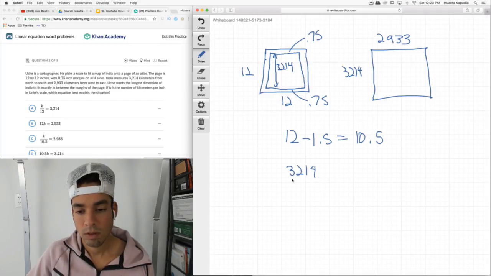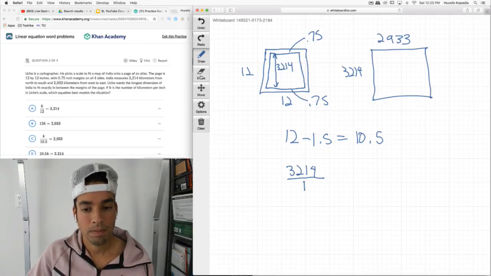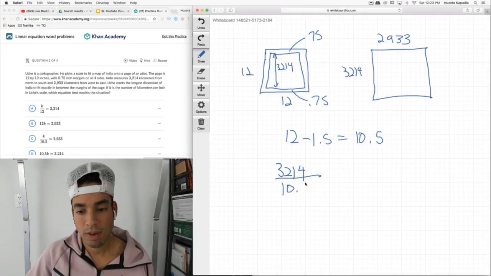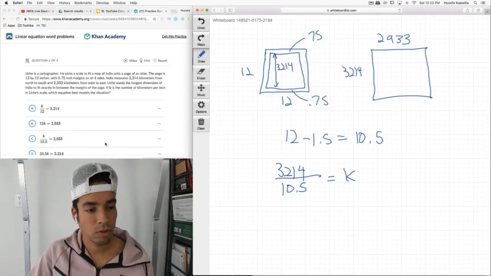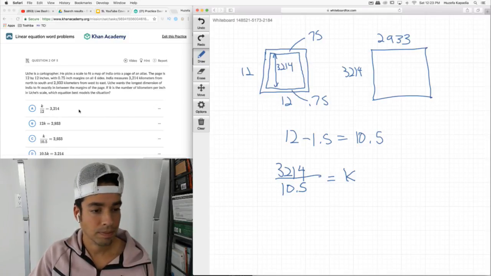3214 divided by some scale factor, and I guess they're calling that K. K is the number of kilometers per inch. Oh wait, there's another way we can do this. Let me make this easier. 3214 kilometers per 10.5 inches equals K. Actually, that's even easier. Okay, so this is it. This is kilometers per inch of room. And now we can go and see which one of these fits.